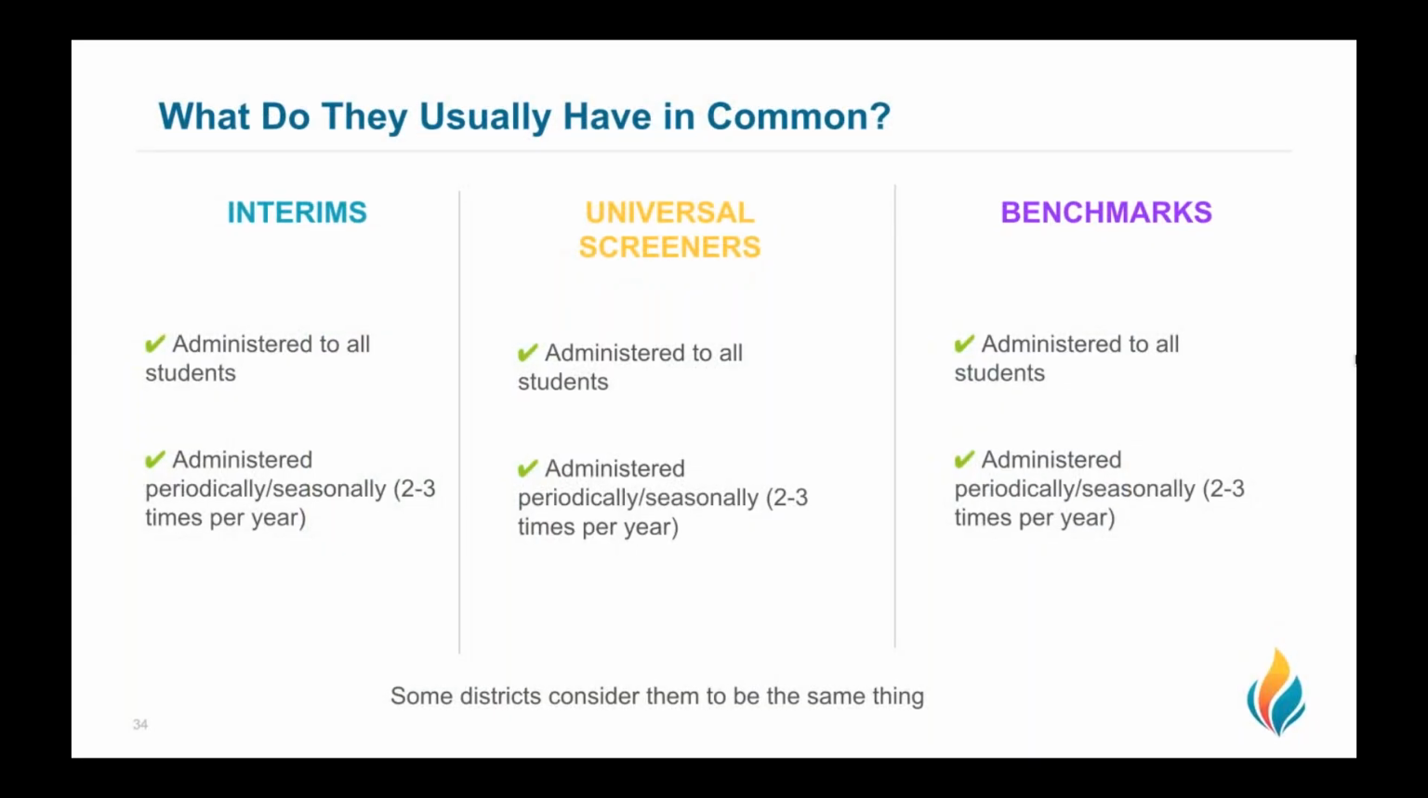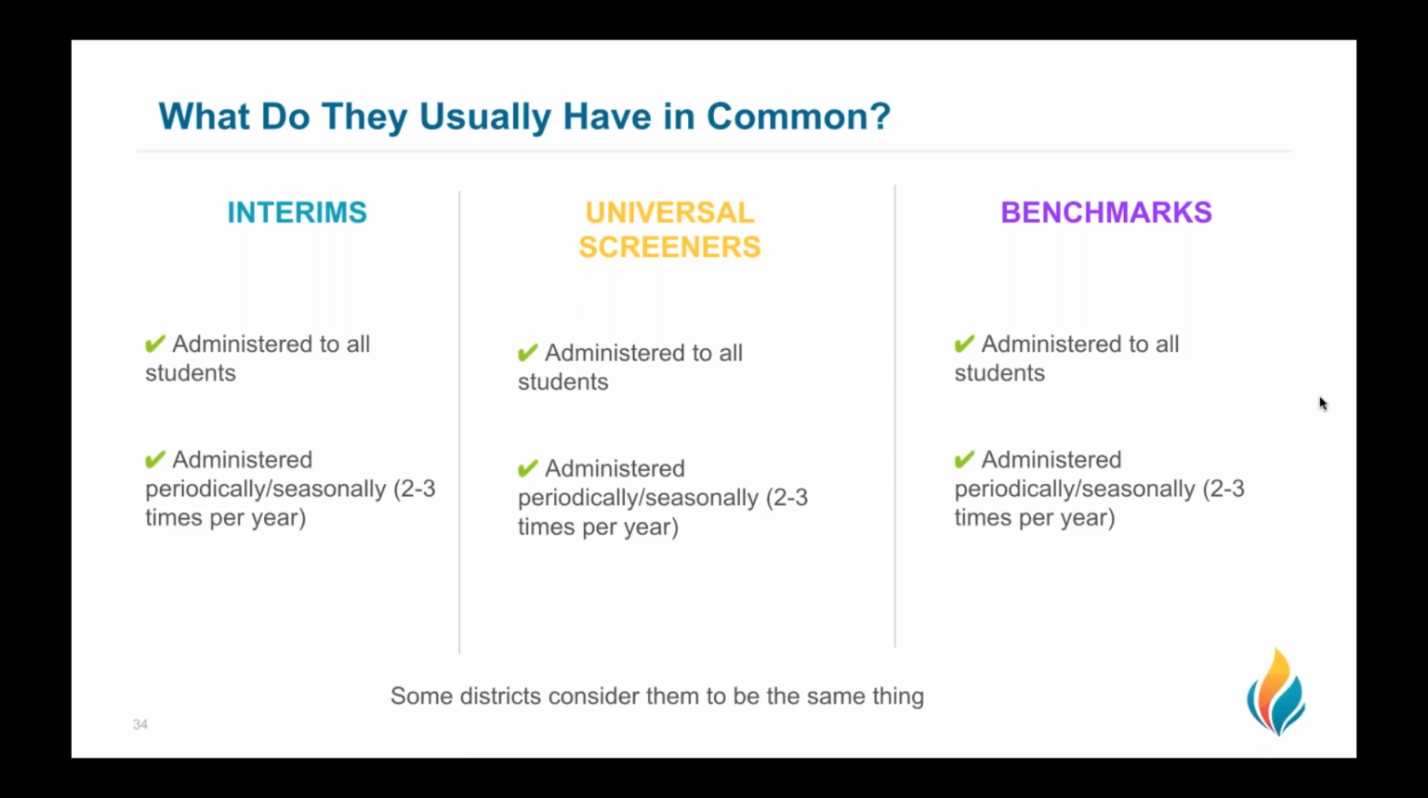So what do they have in common? And what maybe don't they have in common? So again, you'll notice here, interim assessments and universal screeners that you're using to benchmark are all to be administered to all, and usually periodically, 2 to 3 times per year. Some districts go up to 5 times per year. We really recommend 3. Some go down as low as 2.